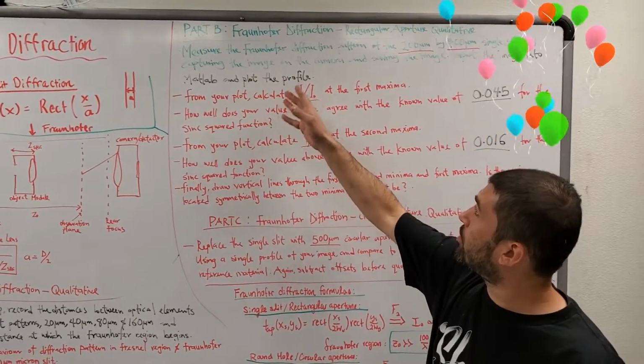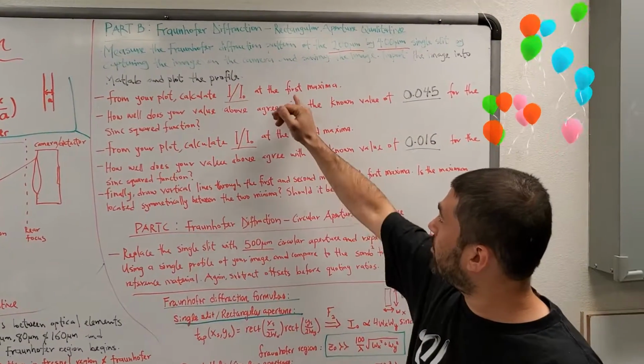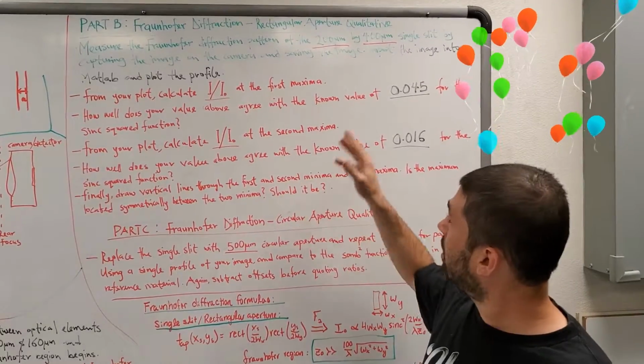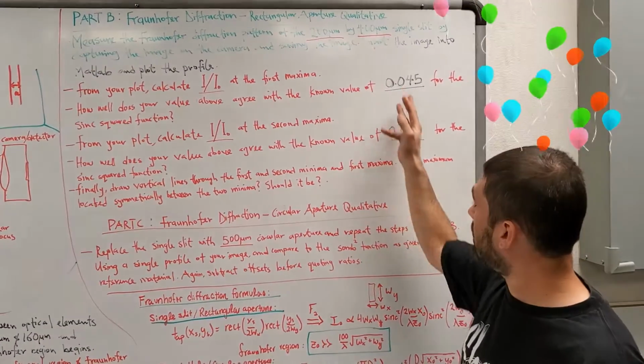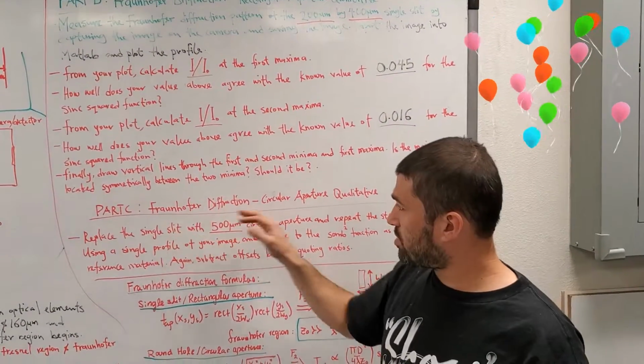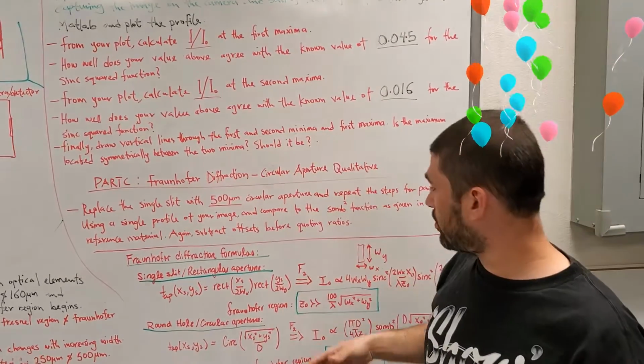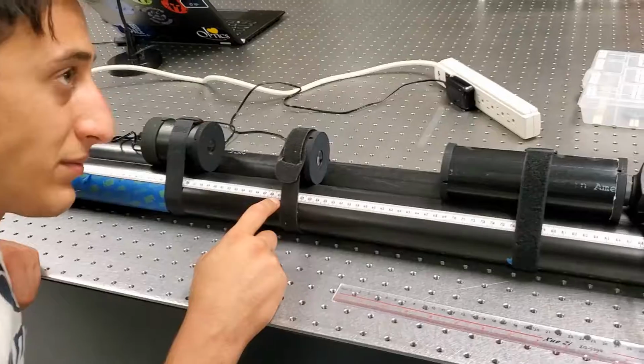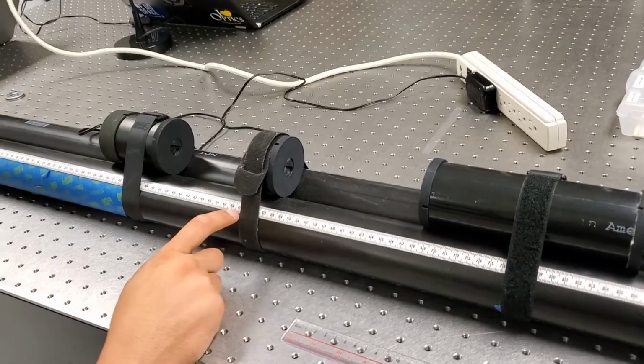For part B, we looked at the Fraunhofer diffraction, the maxima, the first and the second, and we compared them to the known values that we have. And for the last part, we used the circular aperture and did the same thing and repeated it to compare the values. Itay is measuring the distances between the components.